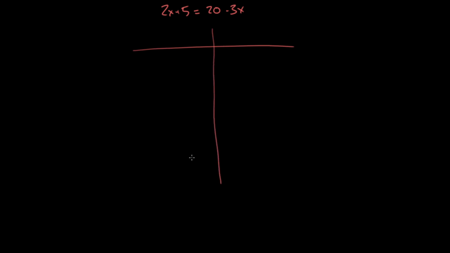On one side, I'm going to give my statement, so what I'm actually working with. And on the other side, I'm going to give my reasons. So why am I able to do the thing that I'm doing? I'm going to number these as I go. The first thing that I'm going to do is just write down the equation that I have: 2x plus 5 is equal to 20 minus 3x. My reason for that seems kind of simplistic. It's just that it was given to me that this was true.